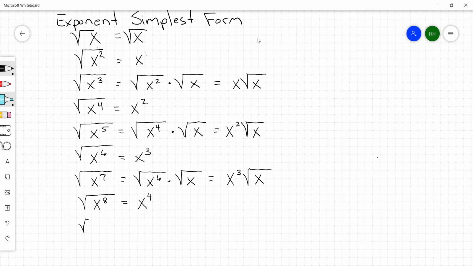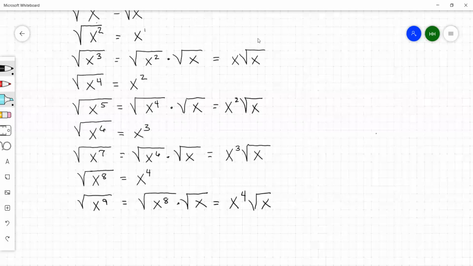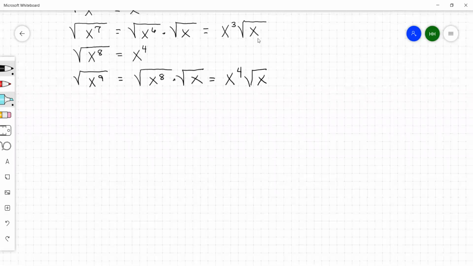And then look what happens to the square root of x to the 9th. It's the largest even power that's in 9. So it's the square root of x to the 8th times the square root of x. So that's x to the 4th times square root of x. Now do you see the pattern? Any variable to an even power, its square root is just half the power. The square root of x to the 10th is equal to x to the 5th.